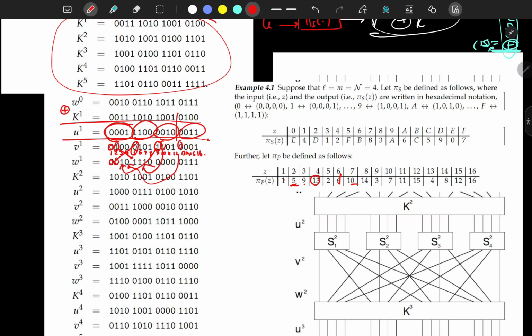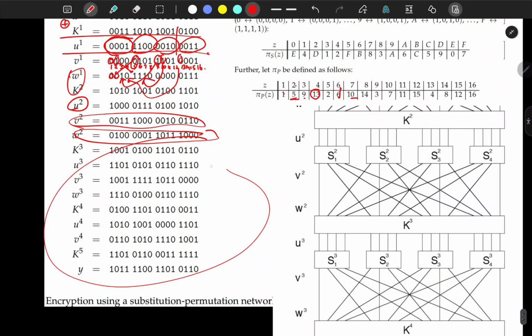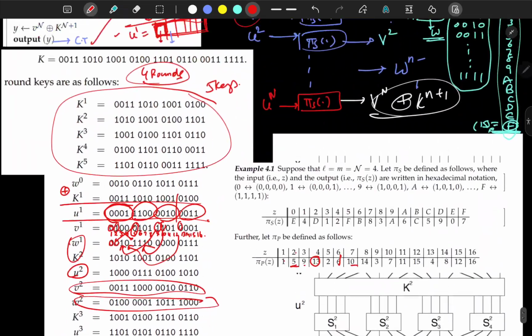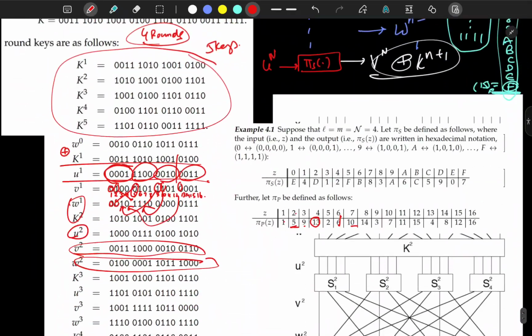After forming this, you solve again with these two things: produce this, apply the S box, you will get this, again apply the permutation box, you will get this, and continue this up to round 5, and finally produce Y. That is what I meant to say. So this is all about the working procedure.